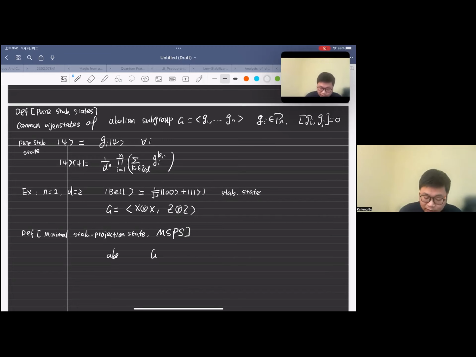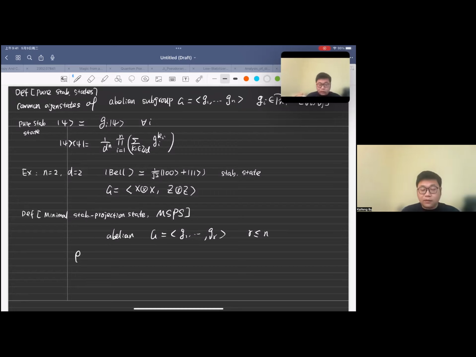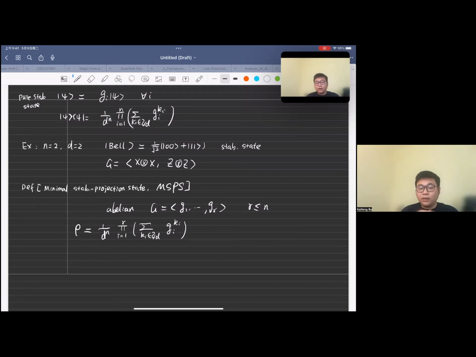So we still consider an abelian subgroup G, but now it has R generators, where R is still an integer, but it is less than or equal to n. Now this abelian group of Pauli operators also corresponds to a state. We use this formula, but change n to R. It's easy to see that when R is strictly less than n, the corresponding state rho is a mixed state, and this state we call the MSPS. And of course, the pure stabilizer state is a subset of the set of MSPS.